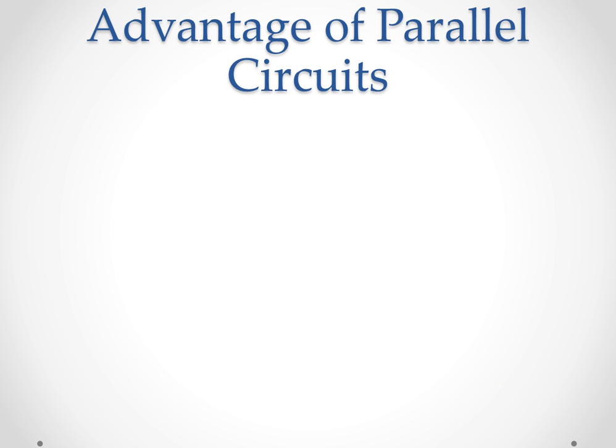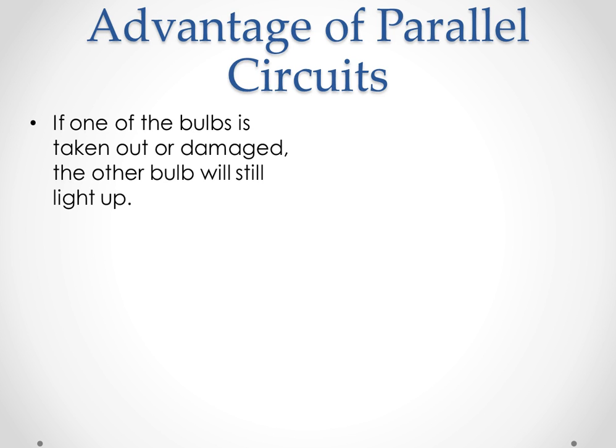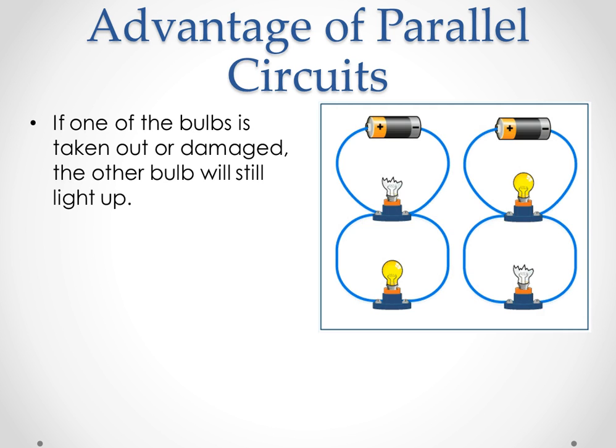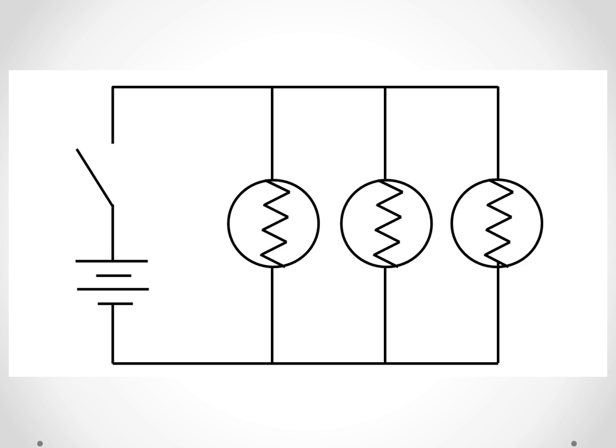What are some advantages of parallel circuits? If one of the bulbs is taken out or damaged, the other bulb will still light up. Here you see the same shaped circuit, with the one on the left having the top light bulb damaged, but the bottom one still lights up. The one on the right has the top light bulb working, even though the one on the bottom is damaged. So parallel circuits are important because it allows the electrons to keep moving even if there is a break in one of the other paths.